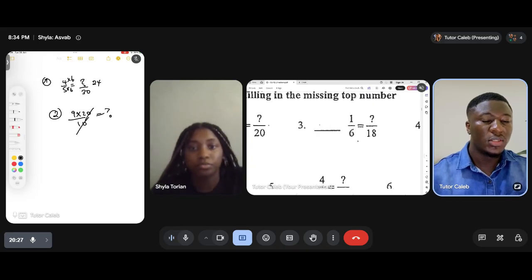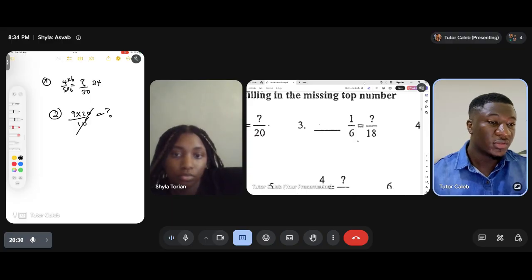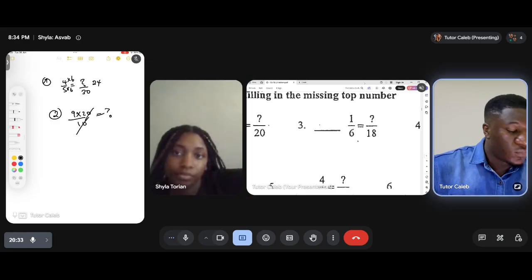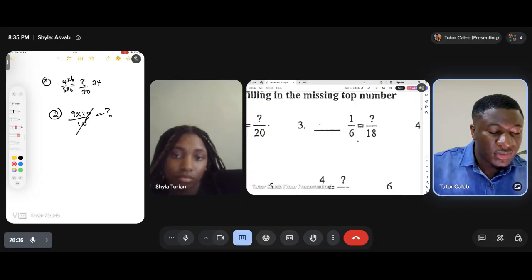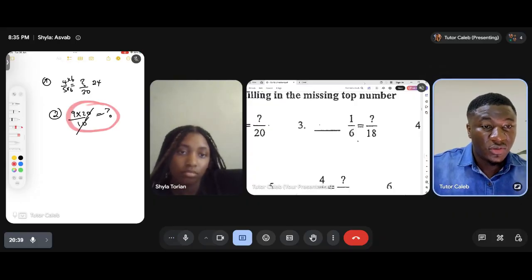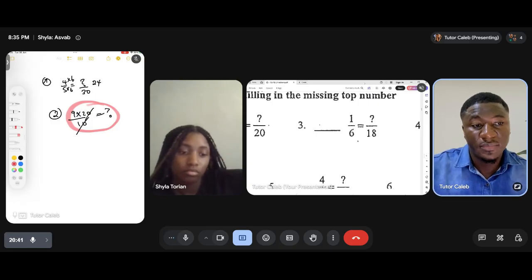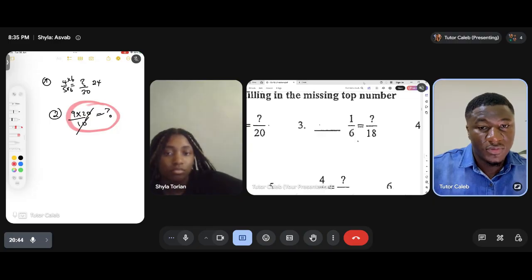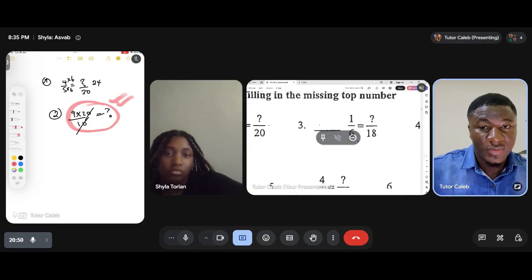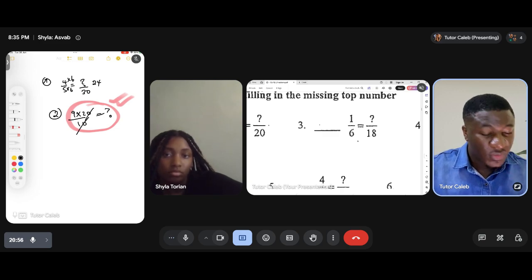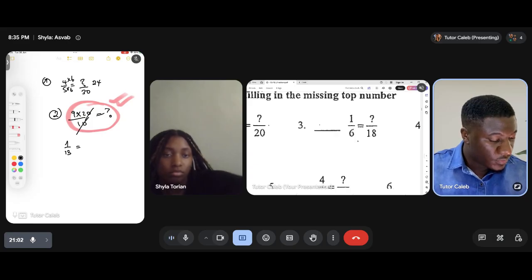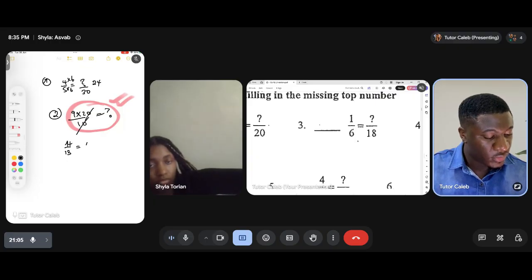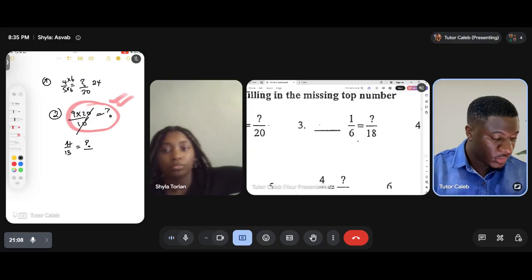3 says 1 over 16 equals something over 18. Now, before you do this, let me explain to you when this is necessary. This is necessary when the two denominators have nothing in common. When they have nothing in common, when you cannot divide them, you have to use this method. Look at what I'm saying. Let's take for example, 4 over 13 is equal to missing over, let's say, 25.